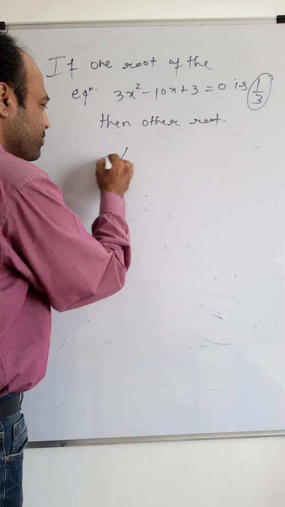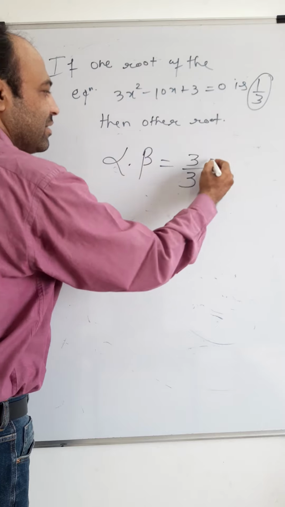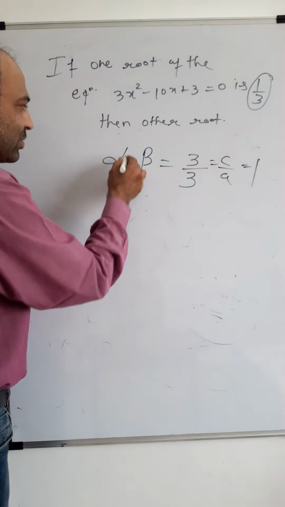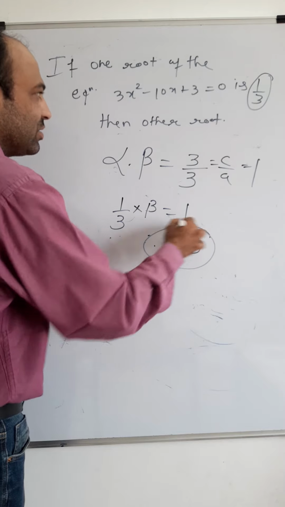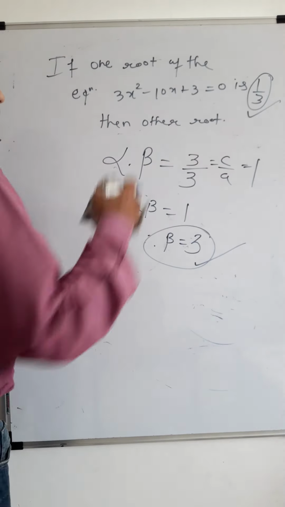What you do is use the product of the roots. Alpha into beta, what will it be? C by A, correct? So 3 by 3, which is 1, and one root is given as 1 by 3. So let's say alpha is given, and beta we are looking for. So beta becomes 3. So one root is 1 by 3, and the other root will be 3. So the smart approach is required. What I took was alpha into beta. So alpha we have 1 by 3, so beta will be 3. Correct? So these are some smart questions where you can save a lot of time.